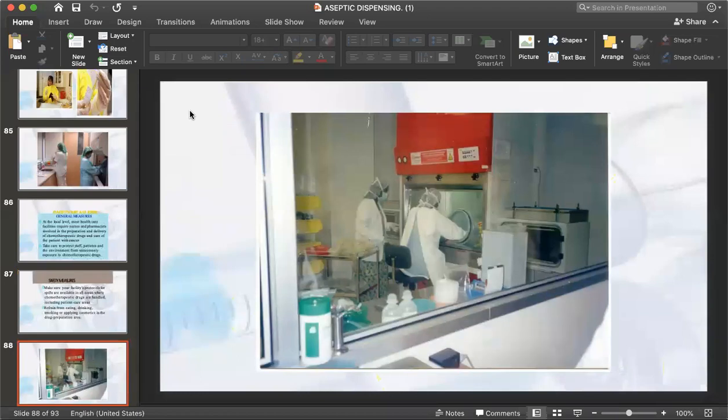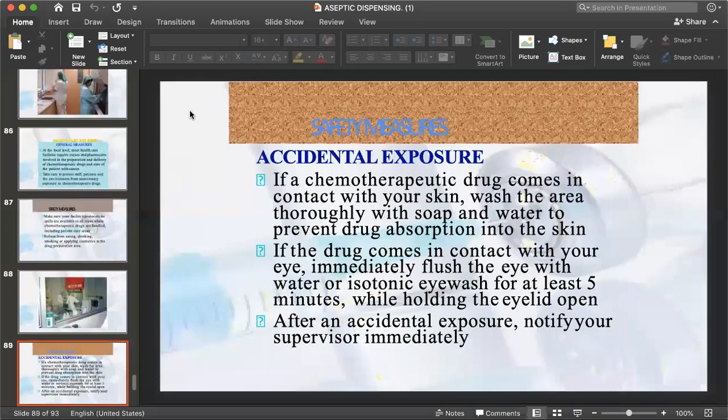Again, you have to see that it is a well-controlled area in which these drugs are reconstituted. If some accident can happen, then what do you have to do? If a chemotherapy drug comes in contact with the skin, wash the area thoroughly with soap and water to prevent drug absorption into the skin. As I told you, this can be absorbed through the skin also, and is hazardous to the skin.